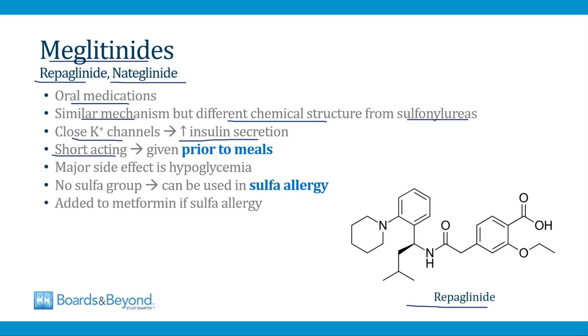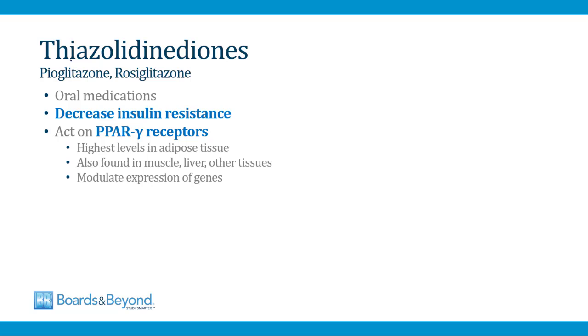The meglitinides are short-acting, so they're given prior to meals, and their major side effect is hypoglycemia, and that's because just like sulfonylureas, they boost insulin secretion from the pancreas. As I said, they have no sulfa group, so they can be used in patients who have a sulfa allergy. So sometimes these drugs are added to metformin in patients who have a sulfa allergy and can't take a sulfonylurea. They can rarely be used as monotherapy in patients who have a contraindication to both metformin and sulfonylureas. Our next class of anti-diabetic drugs are the thiazolidinediones, and these drugs are often called the glitazones because they have names that end in glitazone, like pioglitazone and rosiglitazone.